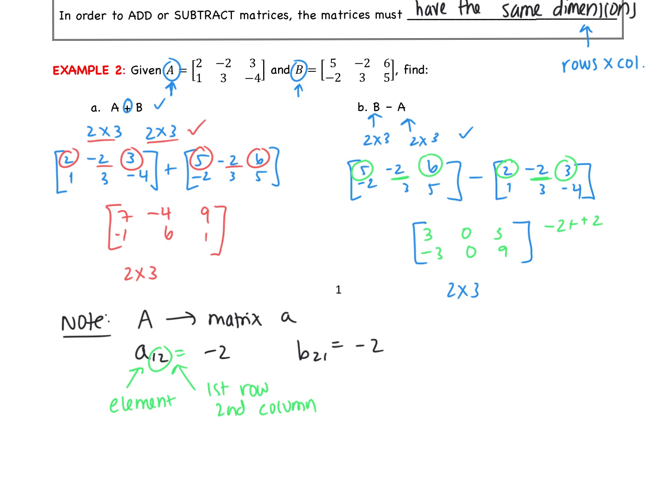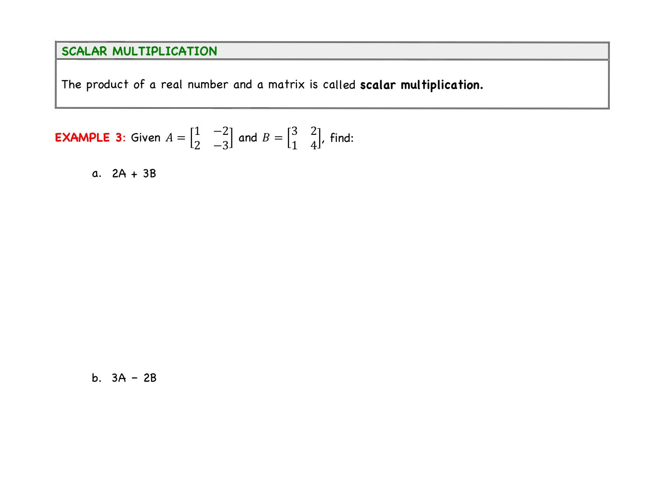Okay, so let's add on to this. Next page, please. Okay, so here we're going to do what is called scalar multiplication. What that means is you're taking a matrix and you're multiplying it by a real number. So let's look at example 3. Again, we have matrices A and B. First thing we're going to see is A is 2 by 2, B is 2 by 2, so we can add and subtract them. Here is that scalar multiplication. So what that 2A means is that we're taking A and we're multiplying it by 2.